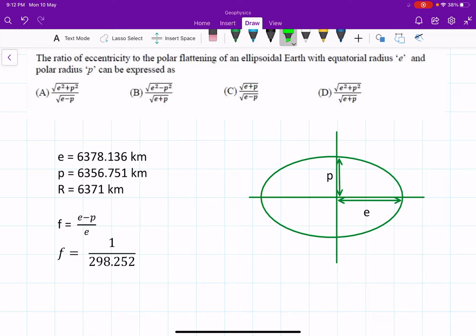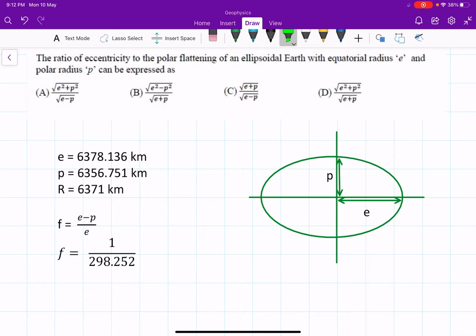In this video, I'm going to solve a problem related to polar flattening of Earth and eccentricity of an ellipse. The problem is: the ratio of eccentricity to the polar flattening of an ellipsoidal Earth with equatorial radius E and polar radius P can be expressed as. This problem can be asked in the CSIR exam, so please follow the video.